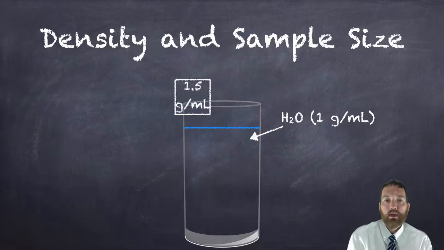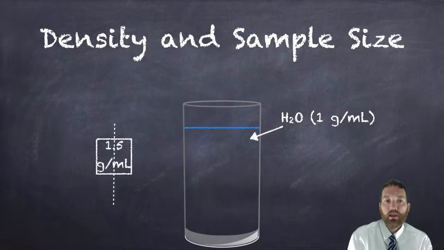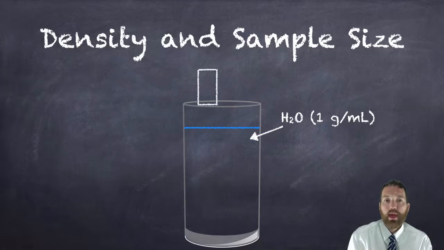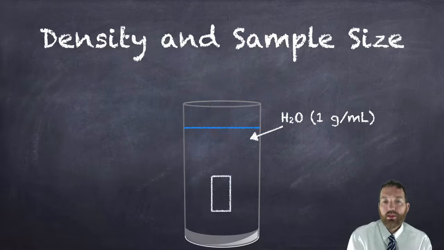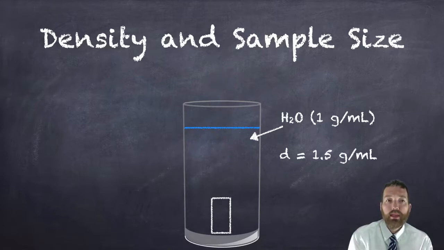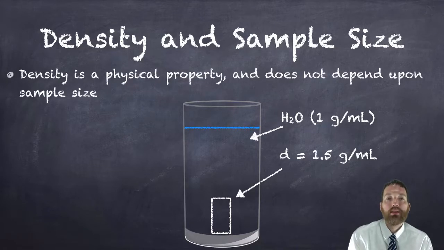But what if I take it out and I take my block and I cut it in half? And I then put that piece into the water. Can you predict what's going to happen? Of course, it's going to sink. Because density is an intensive property of matter and it doesn't change. The density of half of this block is still 1.5 grams per milliliter. If I took a quarter of this block or one atom of this sample of matter, the density will not change. Density is a physical property and it does not depend upon the sample size. It depends on the type of matter present.